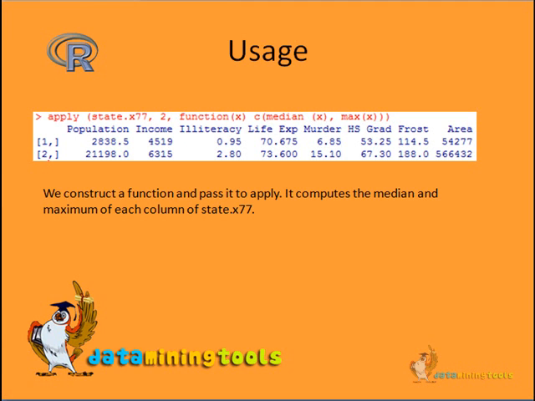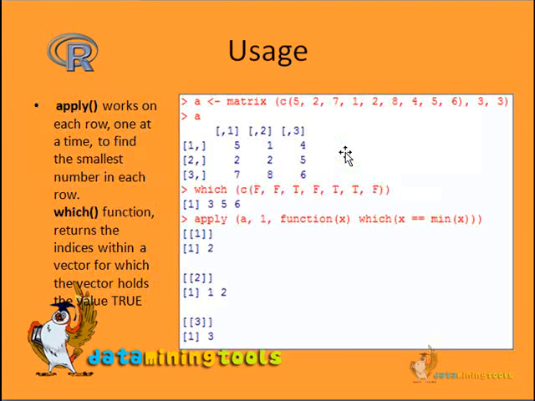This is another example of usage. Suppose we want to find out the median, plus we also have to find out the max of x. Had we used loops, it would have been much slower and required more lines of code. But here we can simply write the entire function in a single line: apply state.x77, that is our data, 2 means go column wise. Function x, we're defining a new function here, x, and using it in the apply function. So we create a new function with c for create: function x, median x comma max x. First it finds out the median, and second it finds out the max in the entire column. So this was another example of usage.